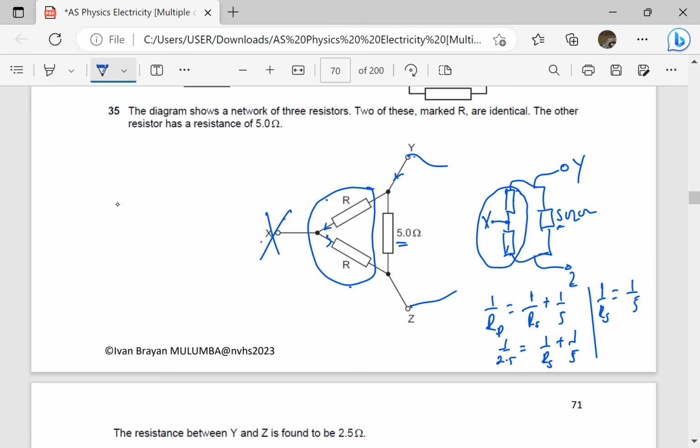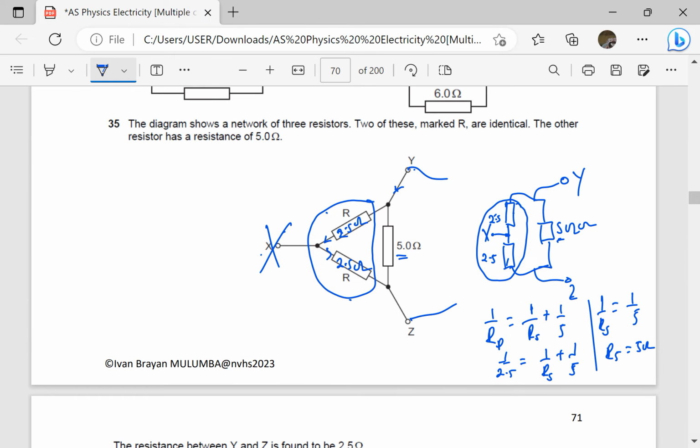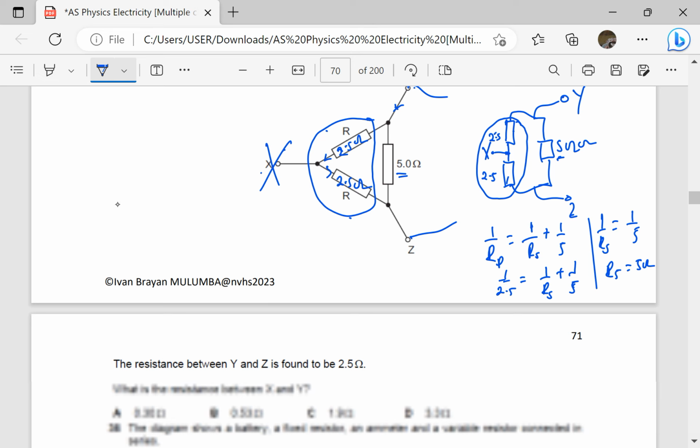So these two resistors form a total of 5 ohms. And since they're identical, each resistor must have 2.5. So this is 2.5. This one is also 2.5 ohms. Okay, now we know their resistances. What is the resistance between X and Y? So now we are repeating, this time looking at X and Y. So it means R, this resistor here, and 5 ohms are going to be in series. So we shall have something like this.